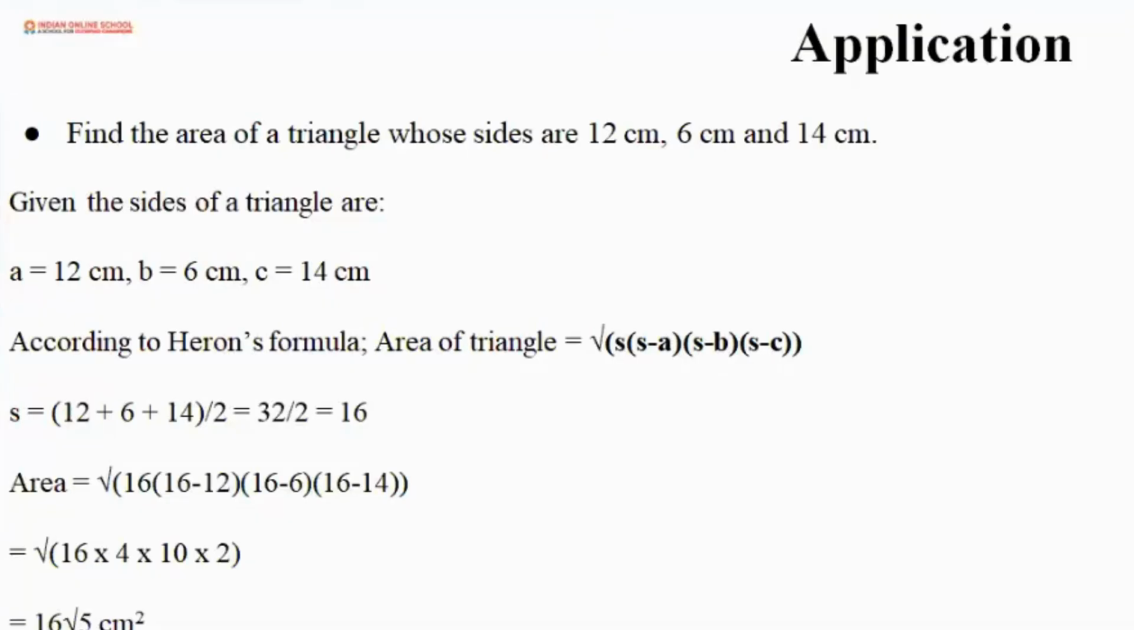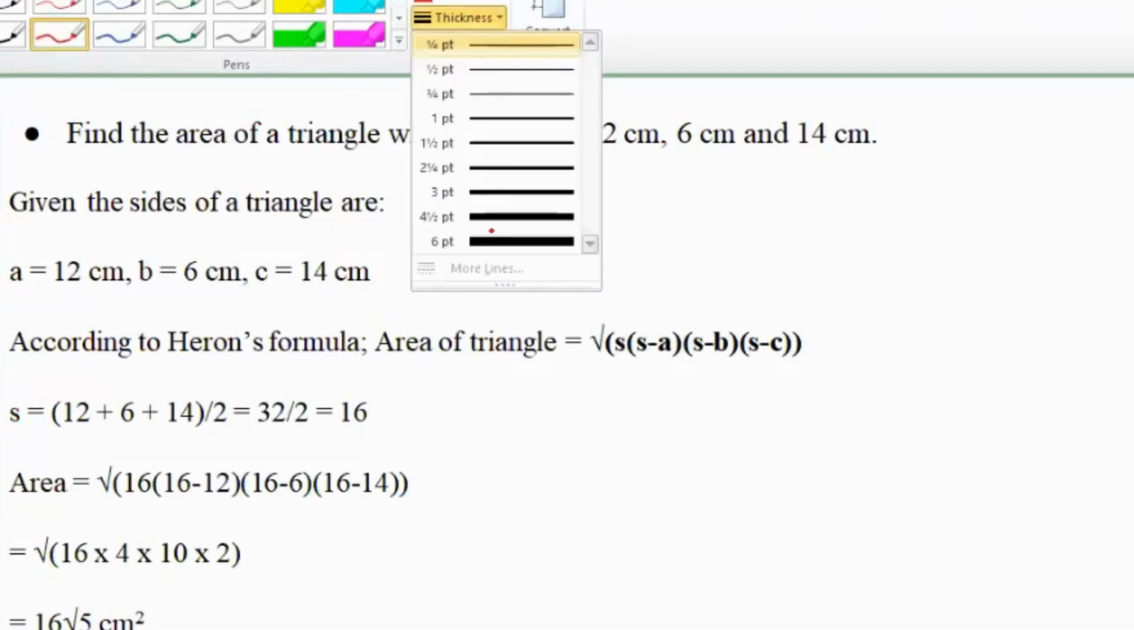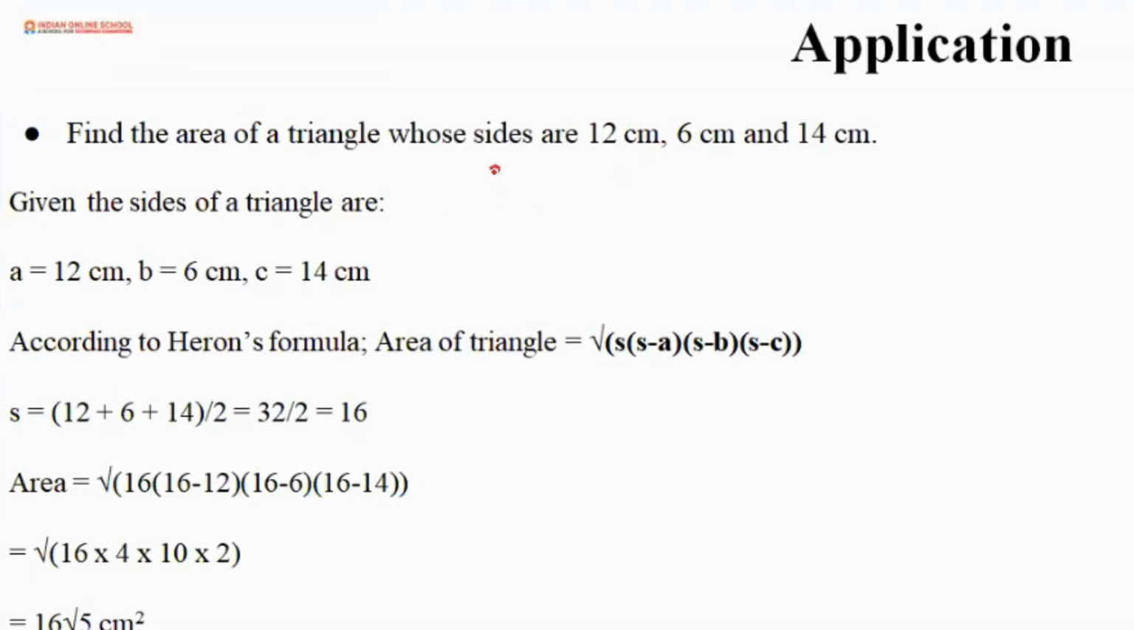See, when we are finding the area, first we need to find the semi-perimeter, correct? For finding the semi-perimeter, we need to add all the sides. When we are adding 12 plus 6 plus 14, we are getting 32. Correct, everybody? And when we are doing 32 divided by 2, we are getting 16. So 16 is going to be the semi-perimeter.